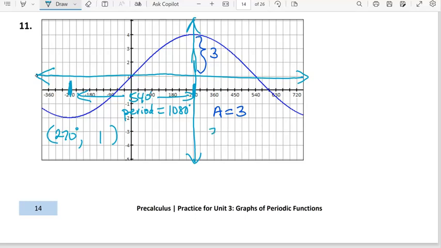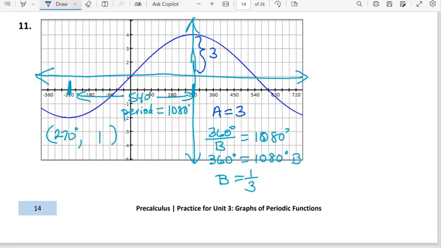So 360 divided by b is equal to 1080, and so that means that 360 is equal to 1080 times b. Dividing both sides by 1080, we get 360 over 1080, which gives us a b value of 1/3.